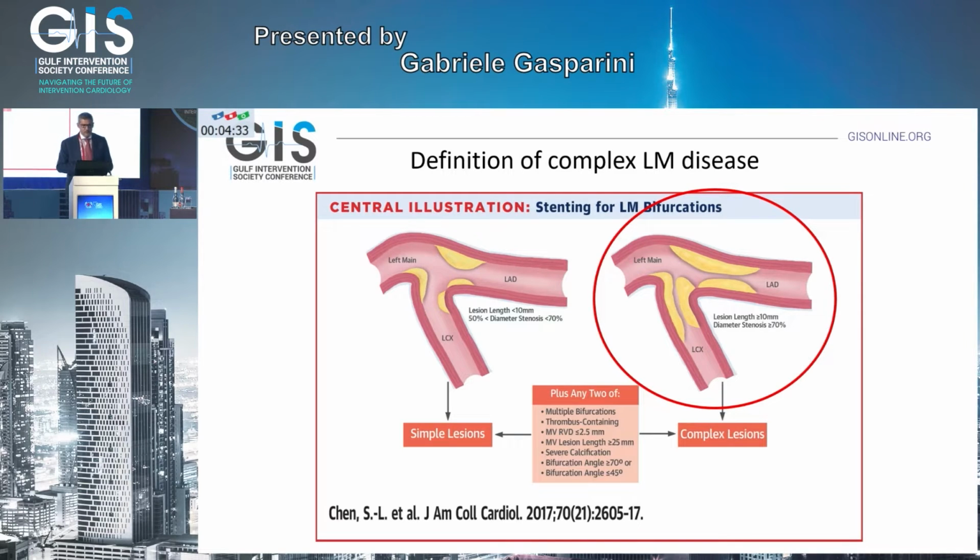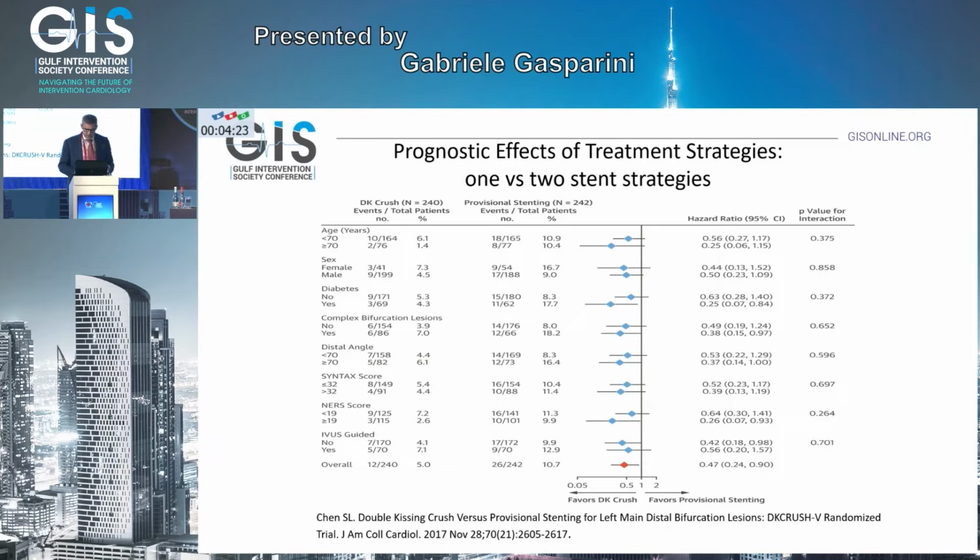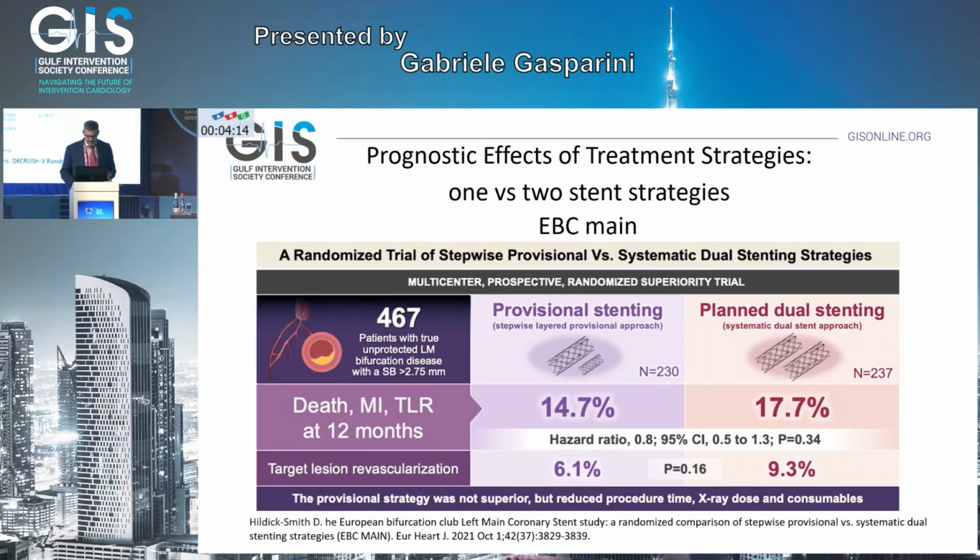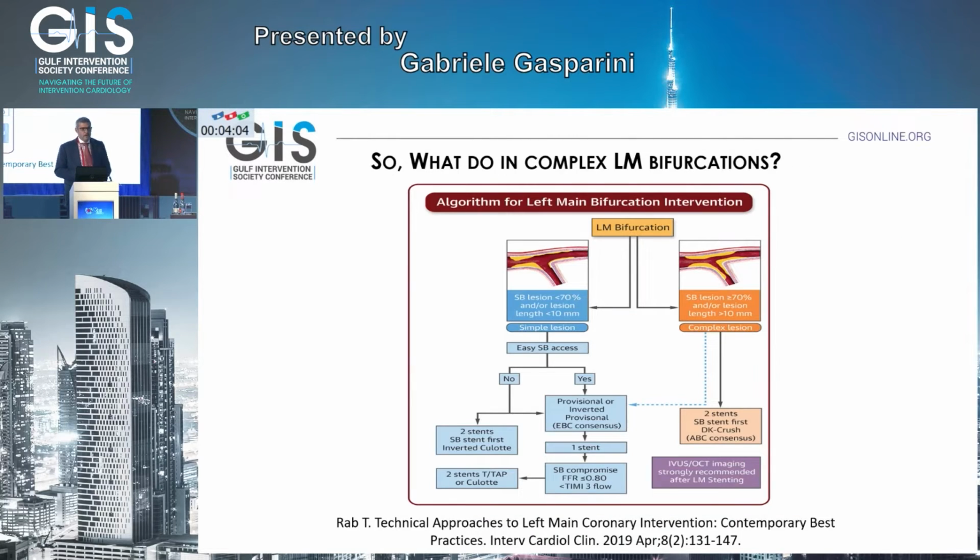Differently, if we discuss left main disease, according to the definition criteria, we know perfectly what a complex left main bifurcation disease is. And also, we have different results from the literature. The DEFINITION CRASH trial suggested an upfront two-stent strategy, while the EBC MAIN suggested a more conservative provisional stenting strategy. So the question is still open. What to do in complex, in this case, left main bifurcation?